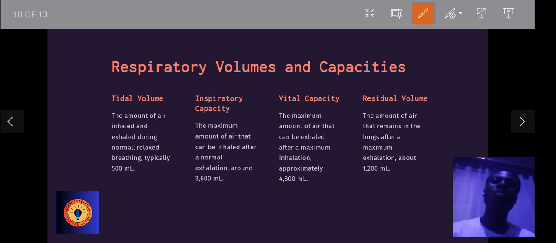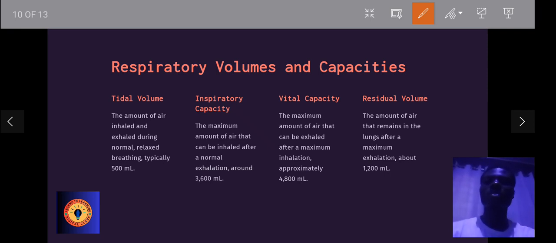And we have the residual volume. The residual volume is the amount of air that remains in the lungs after a maximum exhalation. After a maximum exhalation, there is some amount of air left in the body, called the residual volume, because scientifically or normally we cannot bring out all the air from the lungs. It's not possible. There must be some small amount of air remaining in the lungs, and that air is called the residual volume, and it ranges about 1,200 ml or milliliters.